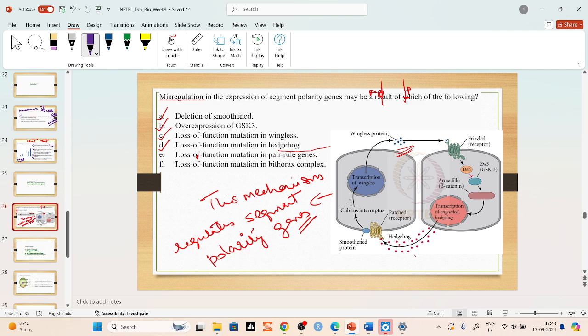So if there is any misregulation in the expression of pair rule genes, that means all the types of genes which are downstream of pair rule genes will be affected. So what are the immediate downstream genes of pair rule genes? They are the segment polarity genes. So if there is any loss of function mutation in the pair rule genes, then the expression of segment polarity genes is also inhibited. So this is also correct.